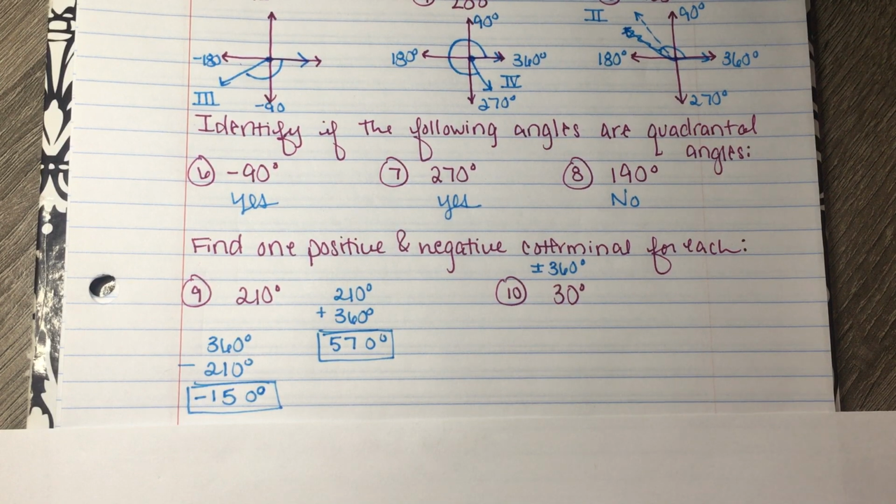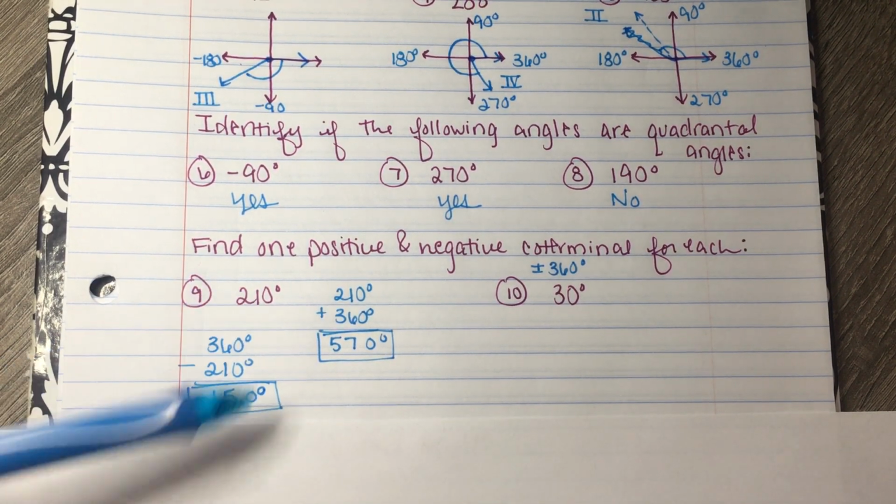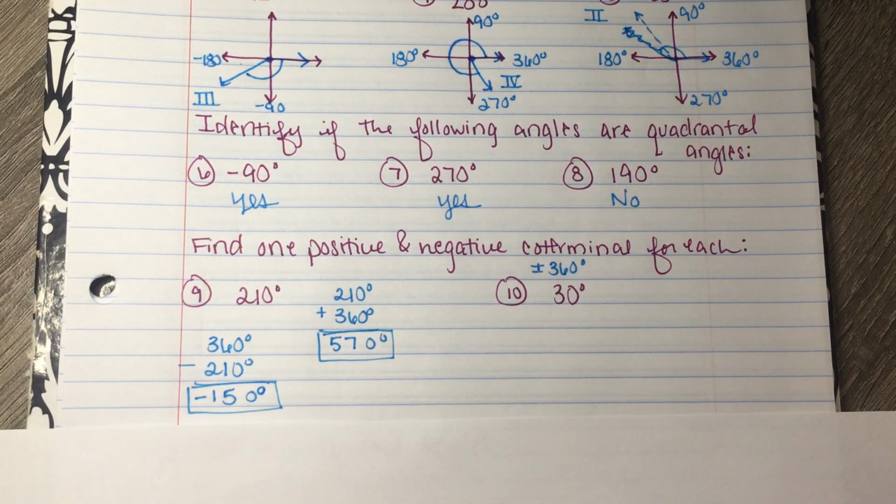I can give you on a quiz, I could say, are 210 and negative 150 degrees coterminal? And then you just take 210, you subtract 360, or you add it, and you see if you get this angle. If you pass this angle and you don't get this angle, they're not coterminal.